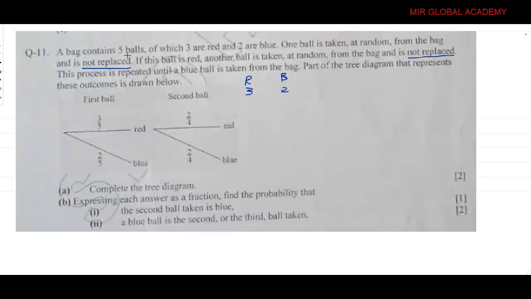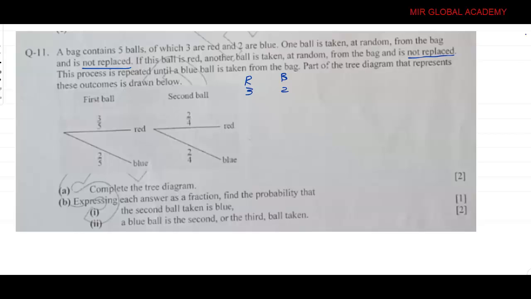A bag contains 5 balls, of which 3 are red and 2 are blue. Red 3 and blue 2. One ball is taken at random from the bag and is not replaced. It is a without replacement experiment. If this ball is red, another ball is taken at random from the bag and is not replaced. This process is repeated until a blue ball is taken from the bag. Part of the tree diagram that represents these outcomes is drawn below.